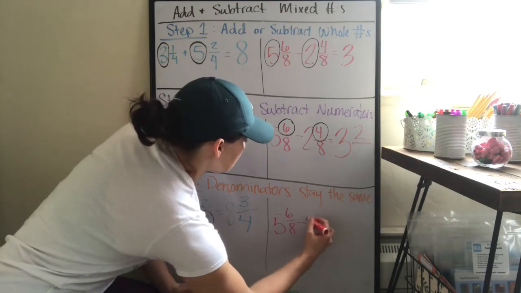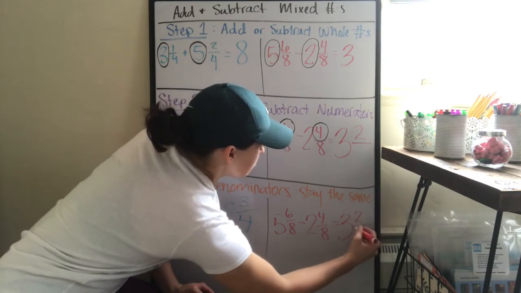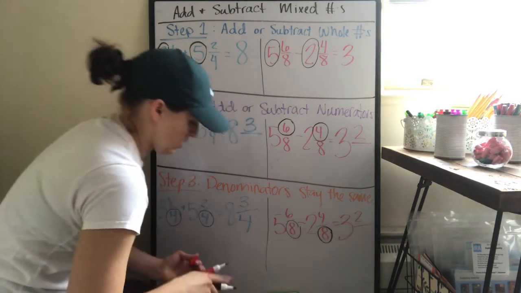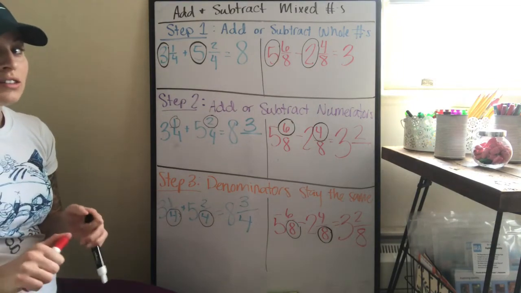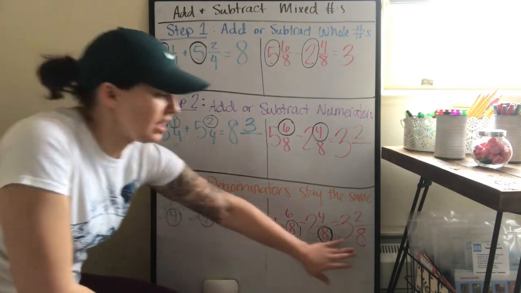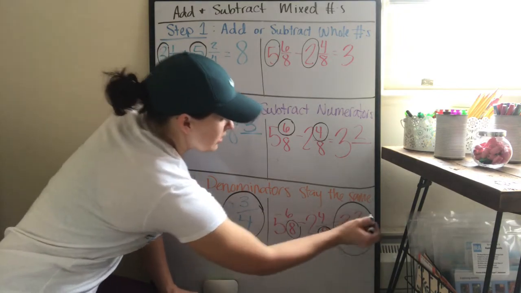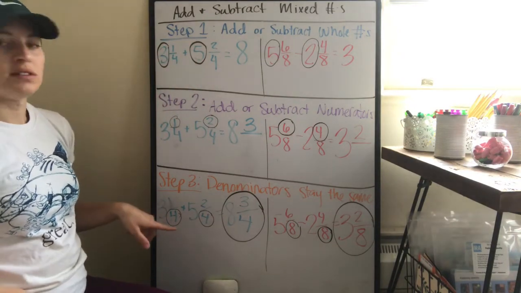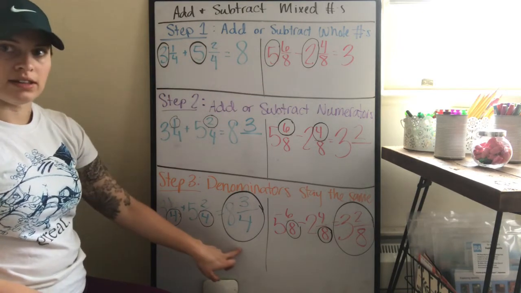And then our last step. 5 6/8 minus 2 4/8. We have 3 and 2. And then our denominators stay the same. So we write 8. So our answer is 3 2/8. So with 3 2/8, we can simplify that fraction. But for right now, I just want to get the answer right there for you. So we have 8 3/4 and 3 2/8. So regardless whether you're adding or subtracting, you just follow these steps. First, add the whole numbers, then add the numerators, then the denominators stay the same.